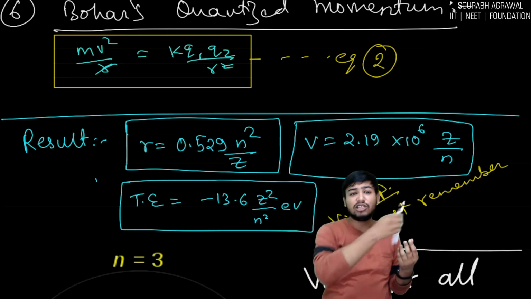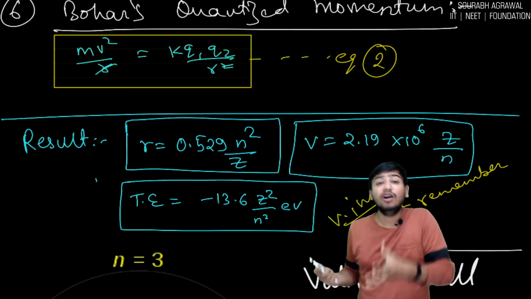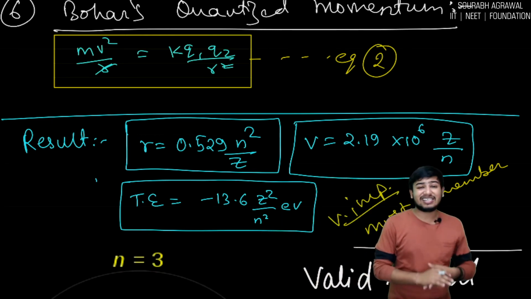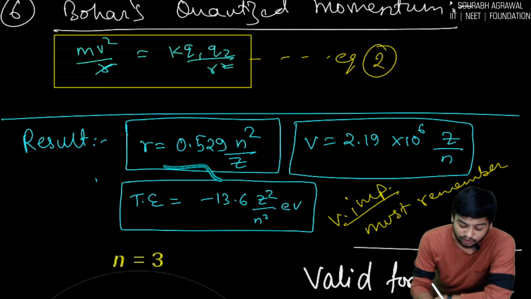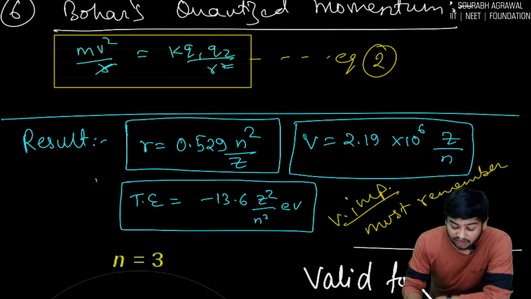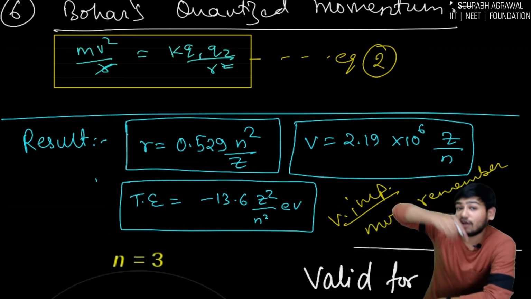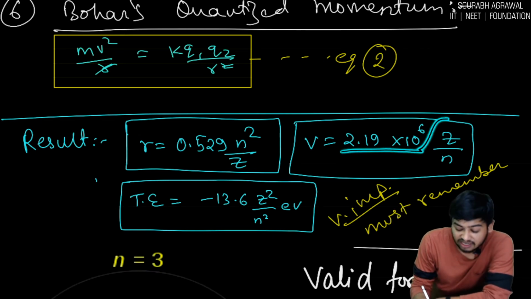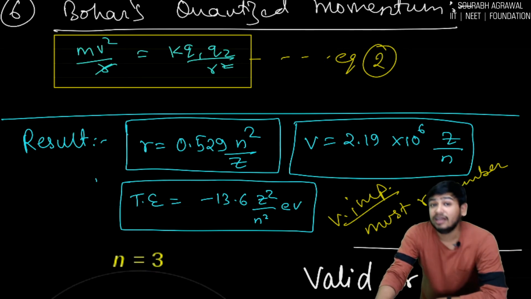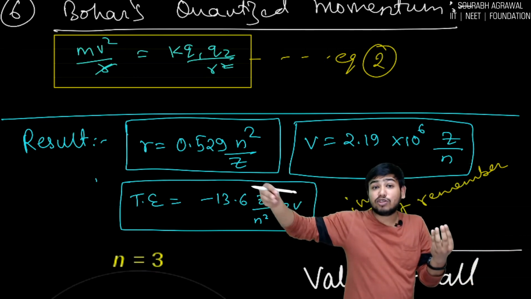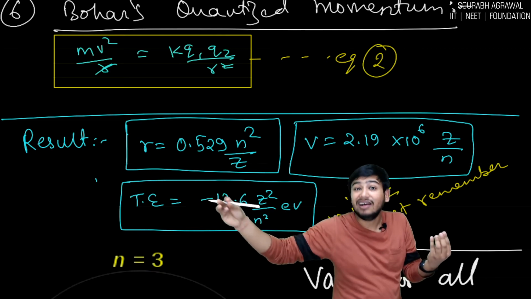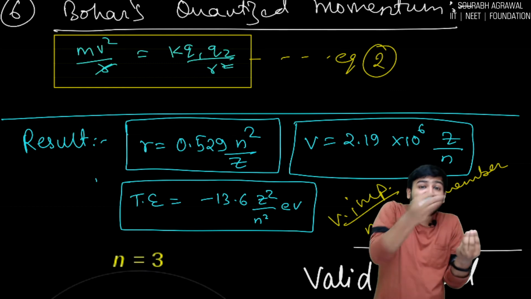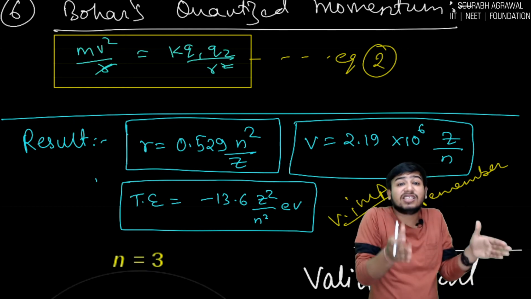If any particle is moving in a circular motion, there must be a centripetal force which must be equal to mv square by r. So from these two equations we have got this result, that r must be equal to 0.529 into n square by z. Similarly, the velocity of that electron is given by 2.19 into 10 raised to power 6 z by n. That means when n is increasing, you are going away from the nucleus, and your velocity will decrease. The velocity is maximum for the particle which is very near to the nucleus, that is, in the ground state.